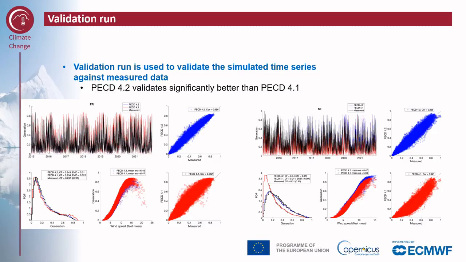For example, for France, you can see that the generation histogram shape is closer to the measurements. We also get a correlation that's close to 0.99. On the right-hand side, for Sweden, we also get a correlation significantly higher compared to PECD 4.1, and both the capacity factor and the generation histogram are much closer to the measurements.